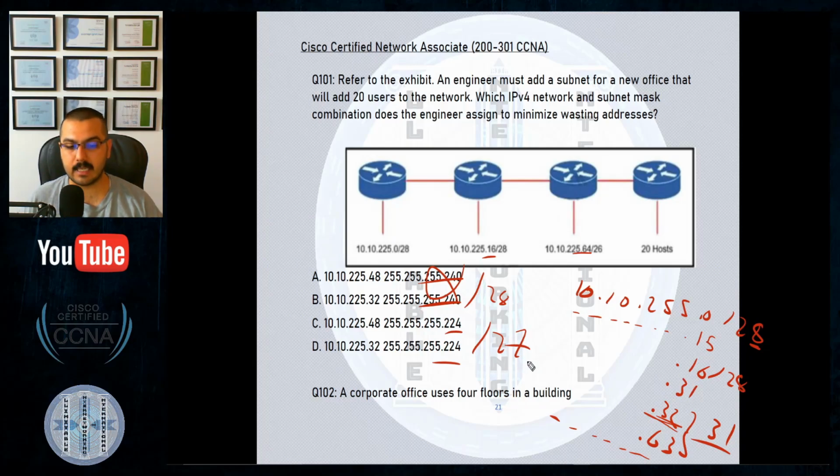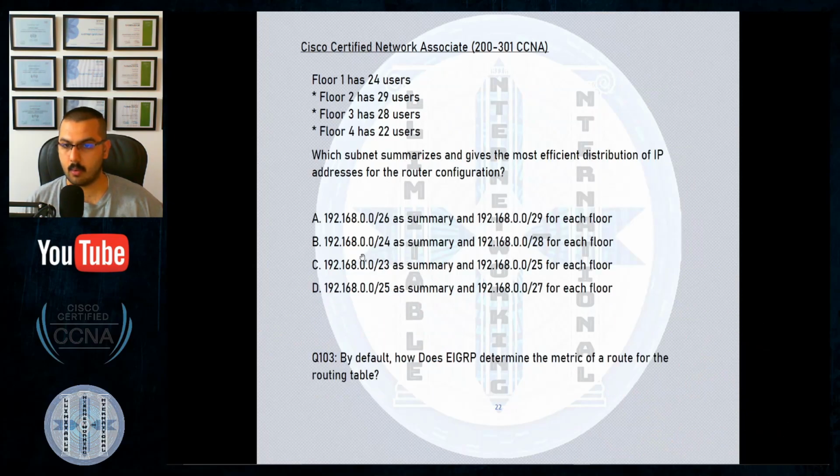So the network that I need, /27, can be 10.10.255.32/27, which will be very beneficial to use here without wasting any more addresses. So it will be this one. Okay, .48 will start from 48 and will end somewhere in the 70s or 80s. This will duplicate with those guys here. So this one will be the only correct one for question 101.